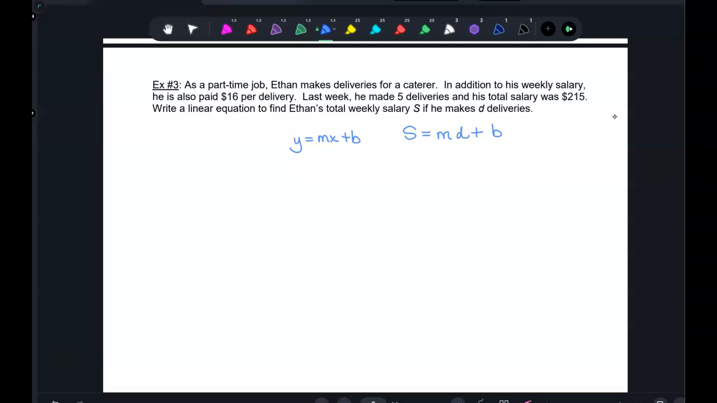Okay, but let's talk first. Can we identify a slope here? Per delivery. Whenever you say per, we think slope. So $16.